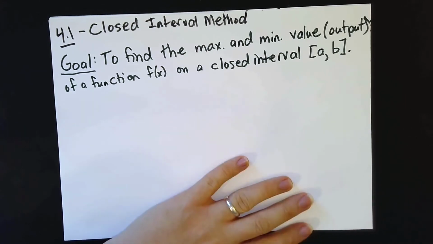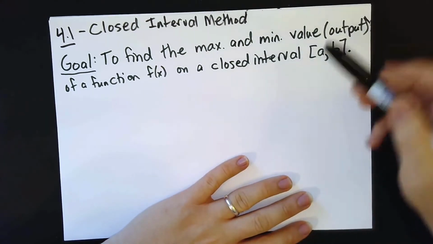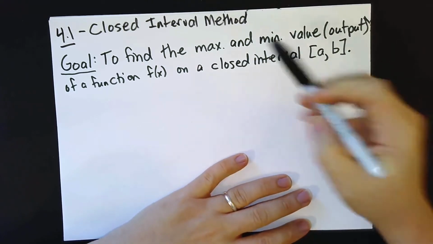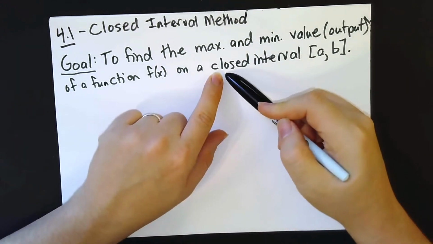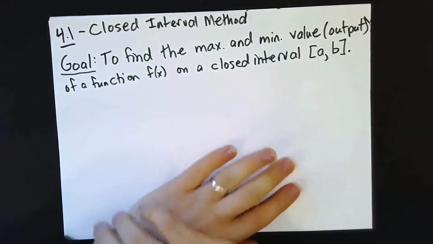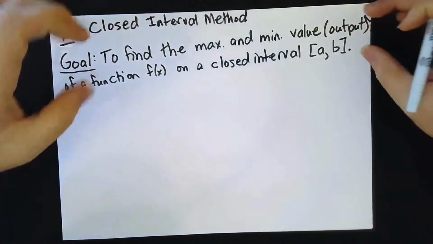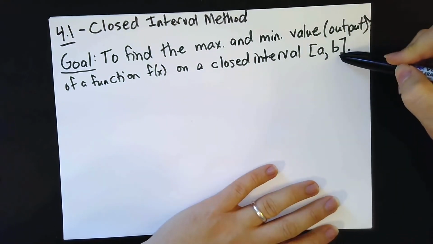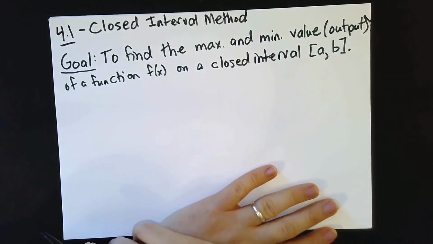And remember, this word value means output. So remember, what's a closed interval? This is all the inputs between A and B, and the fact that it's closed means that I include A and include B. So really the goal here is to say, if I put in every input starting at A and ending at B into F, what's the biggest number I would get out, and what's the smallest number I would get out?